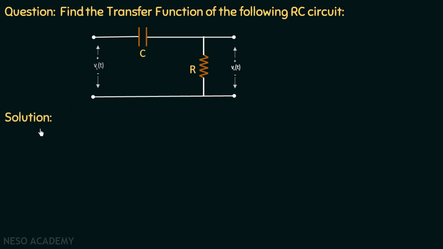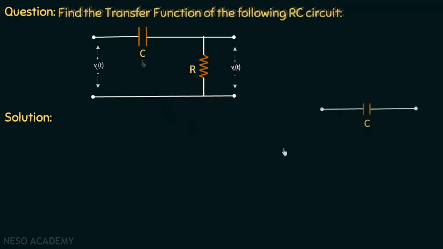Moving on to the solution, the Laplace transform of Vin(t) is Vin(s), the Laplace transform of Vout(t) is Vout(s), the Laplace transform of a resistor is R, and the Laplace transform of a capacitor is 1 over sC. In this problem, we will discuss how the Laplace transform of a capacitor is 1 over sC. We have the capacitor C and we need to analyze it in the Laplace domain. By finding the Laplace transform of a capacitor, we actually find the impedance offered by this capacitor.